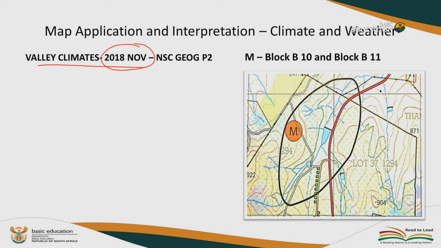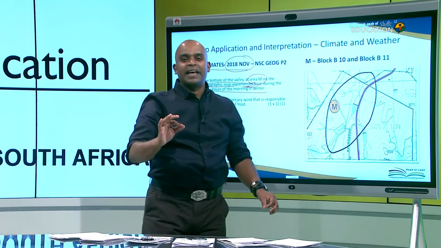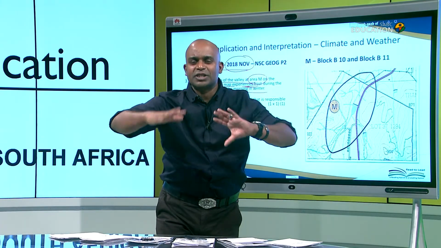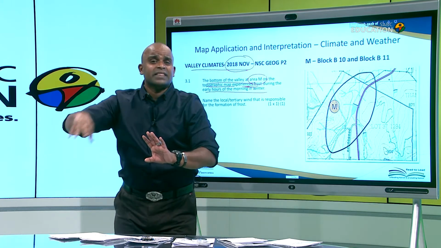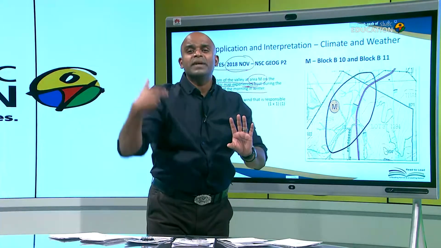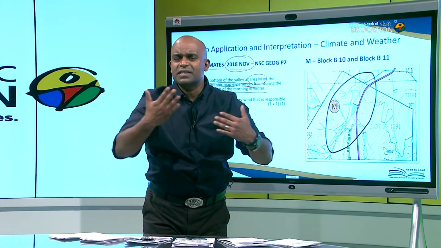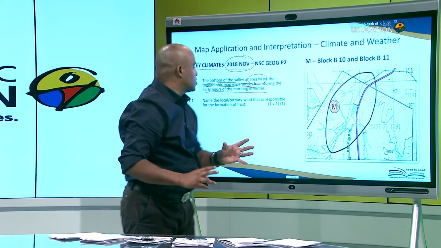And in this particular one, you have the following. The bottom of the valley at area M on the topographical map experiences frost during the early hours of the morning. So yet we're noting again how the examinations are taking place. We're looking at valley climates, but we're focusing on the types of precipitation and their impact on human activities and how these affect growing of crops, agricultural practices, and so on.